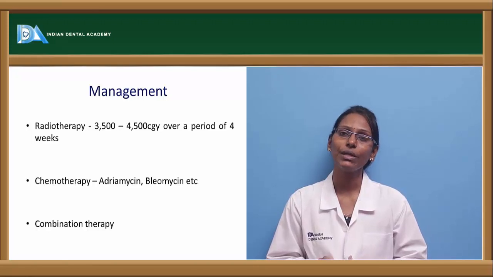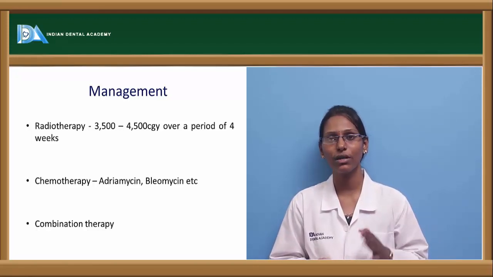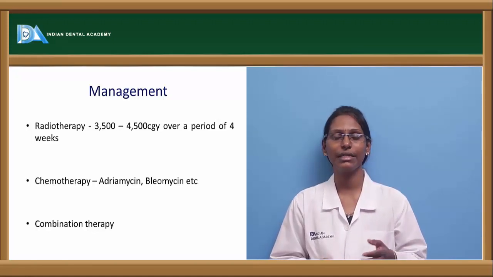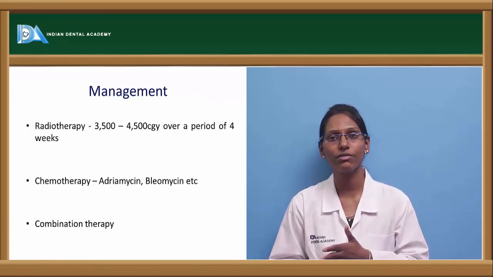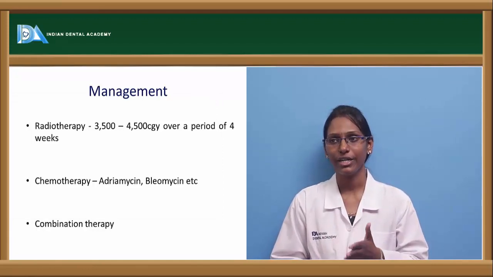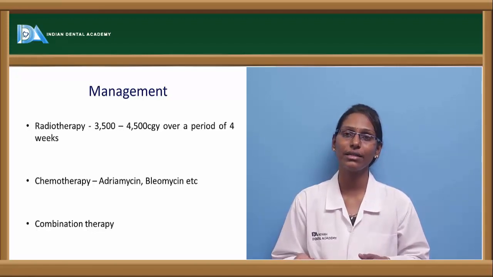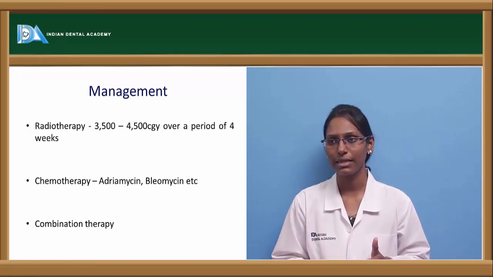Coming to management, radiotherapy or chemotherapy can be done in these patients. Usually a combination of chemoradiotherapy is given for treating these lymphoma conditions. For radiotherapy, about 3500 to 4500 centigrays of radiation is given over a period of 4 weeks. Chemotherapy is usually a combination regimen, with drugs like adriamycin, bleomycin, etc. given in these cases.